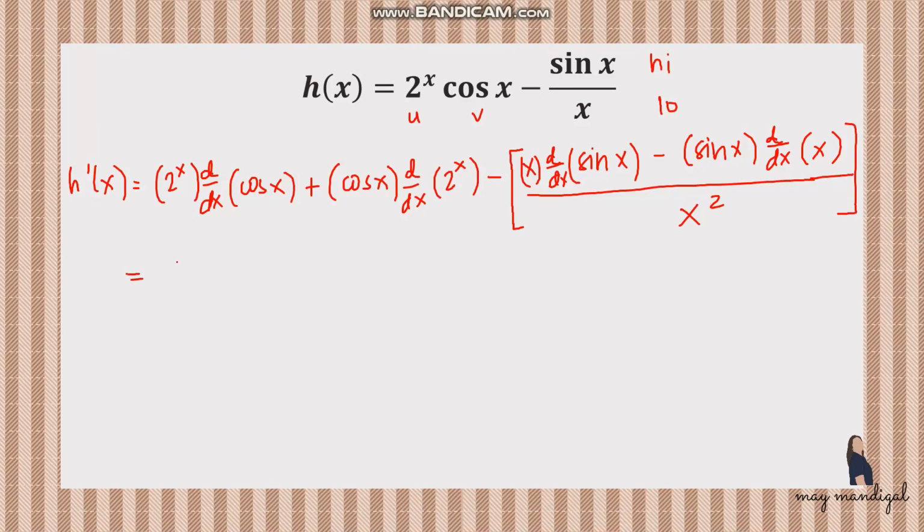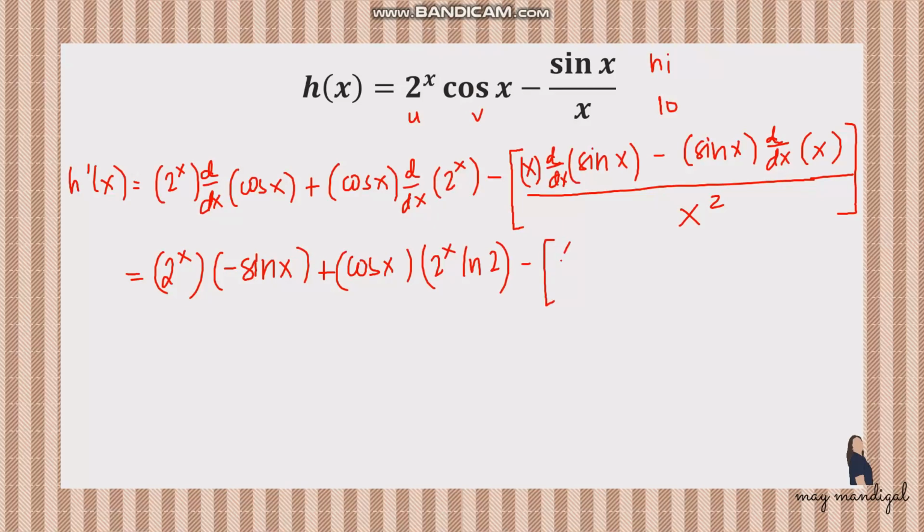So we have 2 raised to x as is. Cosine of x, its derivative is negative sine of x. Plus, and then we have cosine of x. Now for 2 raised to x, this one is exponential function, and it's in the form of a raised to x. So its derivative is a raised to x ln of a, which is 2 raised to x ln of 2. Minus, and then for this one, let's just solve this.